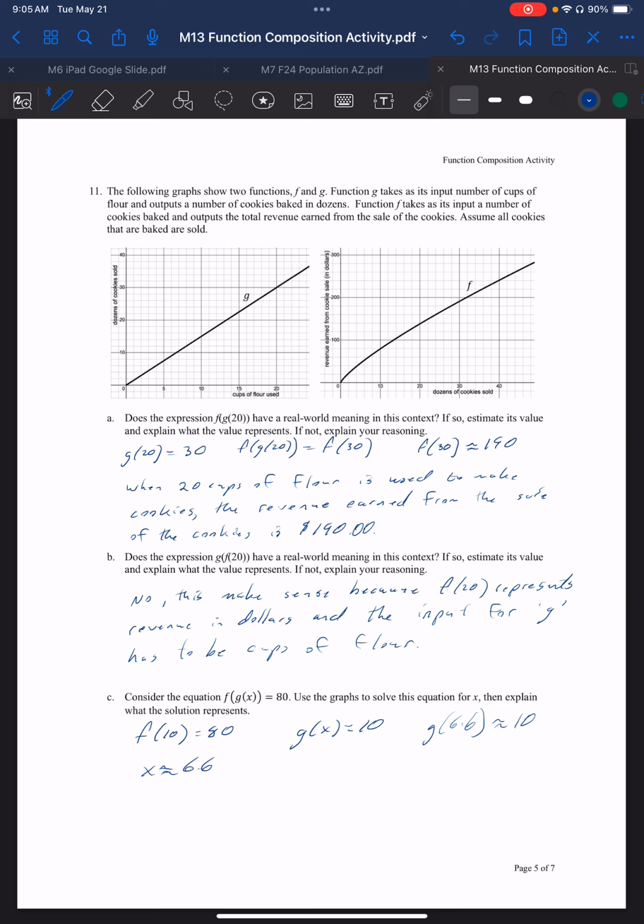And so what does this mean? Remember, we started back here with the 80. So we would say, when the revenue earned from cookie sales is $80, we used approximately 6.6, not 66, but 6.6 cups of flour. All right.